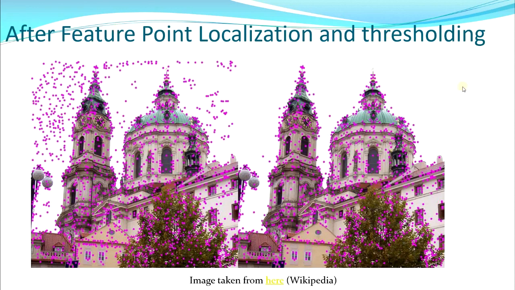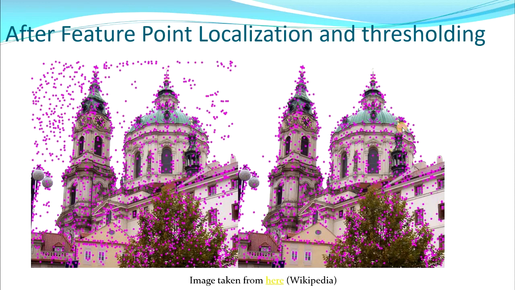So after feature point localization, you can see that you will get this kind of an image. Here you can see a lot of noise is gone. You can see these noise points are gone. Now you can see there are still a lot of features. A lot of features are on this edge. A lot of features on this edge.